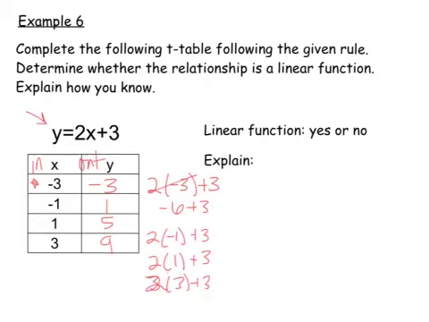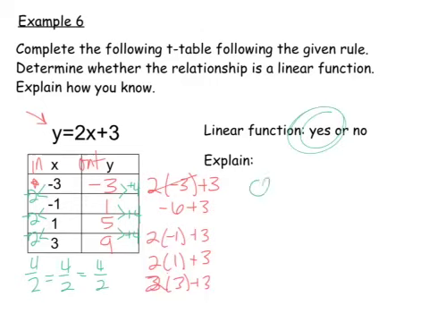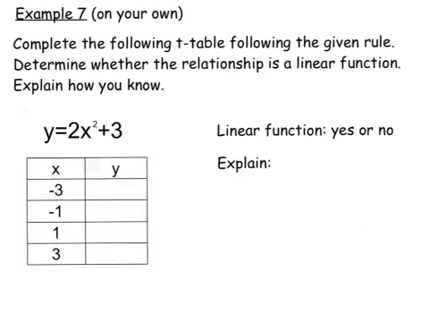So notice that my table has been filled out, and we need to determine if it's linear or not. Well, let's figure out what our rate of change is. We add 4, add 4, add 4, add 2, add 2, add 2. So we have 4 over 2, 4 over 2, 4 over 2. They're all the same, so yes, it is linear. Constant rate of change. Go ahead and try example 7 on your own, then check back to see if it's linear or not.